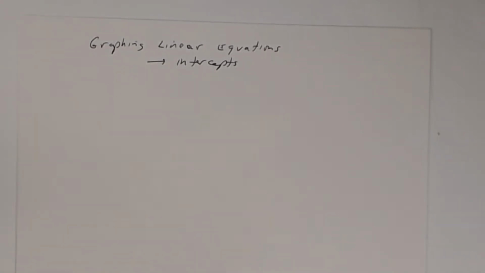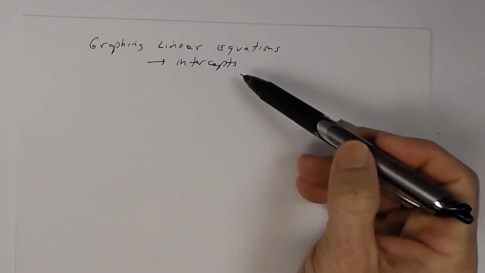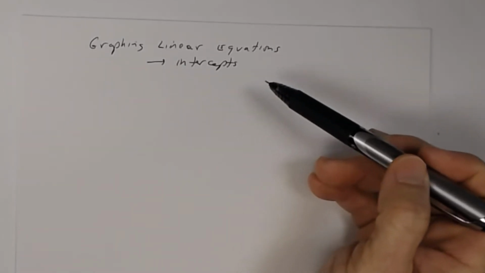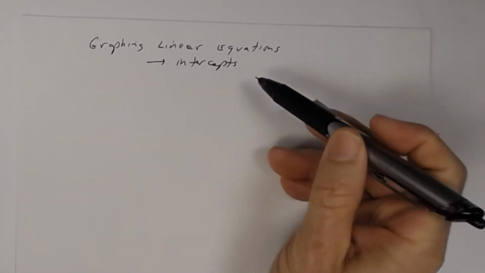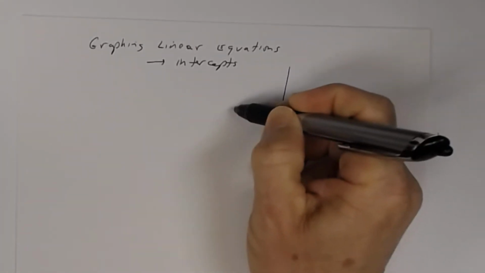Okay, so in this lesson, we're going to graph a linear equation using intercepts. And remember, in the previous lesson, you learned about finding the intercepts, the x-intercept and the y-intercept that are in graphs. So let's just quickly remind ourselves what that is.